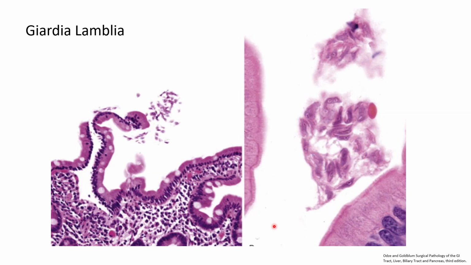These are pictures from a duodenal biopsy, and here we can see the Giardia trophozoites at the luminal surface. And we can see that they have a characteristic pear-shaped appearance and two nuclei.